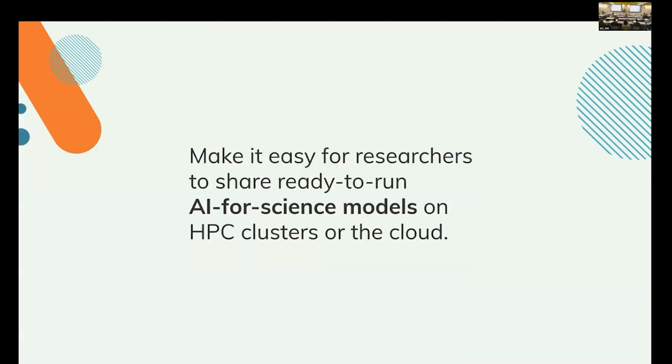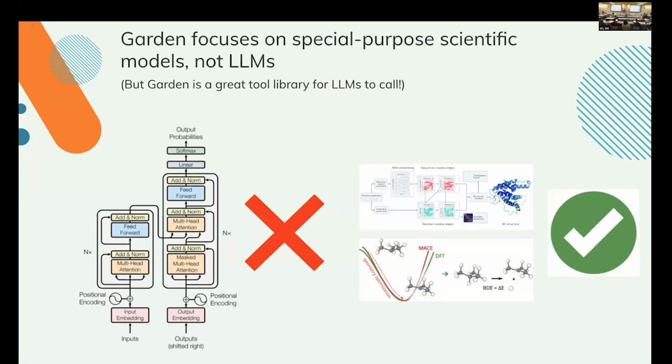So I want to dive in a little more on what we mean by AI for science models. For the purposes of Garden, we are not focusing on LLMs and transformers. LLMs are great. Some of my best friends are LLMs, but we are focusing more on being a robust tool library of specialized AI for science models that perhaps an LLM science agent can call upon. So here specifically, I have some chemistry and bio examples.